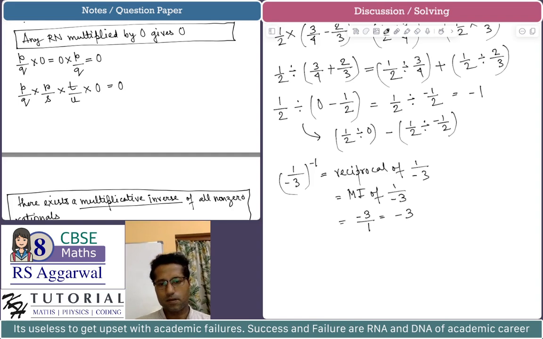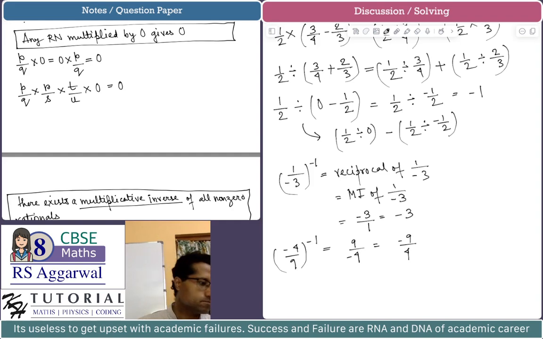Let's say minus 4 by 9 whole to the power minus 1. Now you can straight away say that the result is 9 by minus 4. You just interchange the numerator and the denominator of the rational number which has been raised to power minus 1. Now this 9 by minus 4 is not in standard form. You just have to convert it to standard form. So it will be minus 9 by 4.